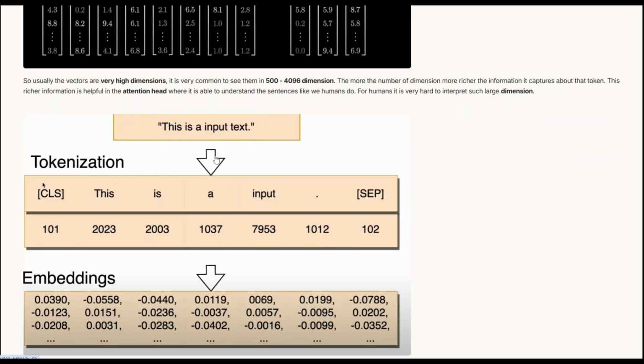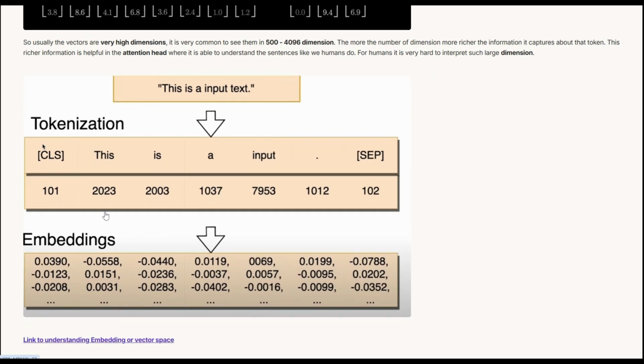To summarize, here are the steps again. We input the text, it gets tokenized, then high-dimensional vectors are generated for each token.